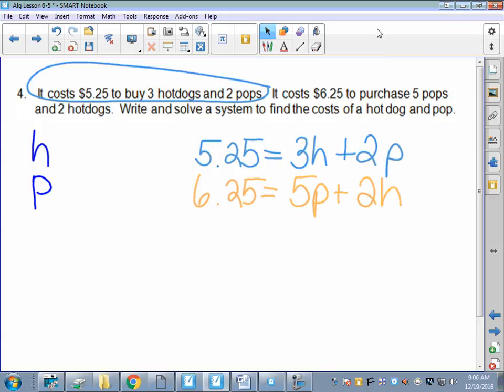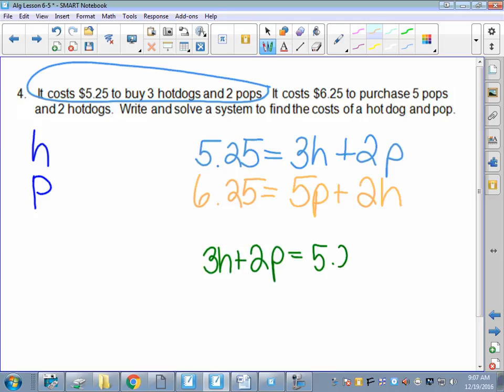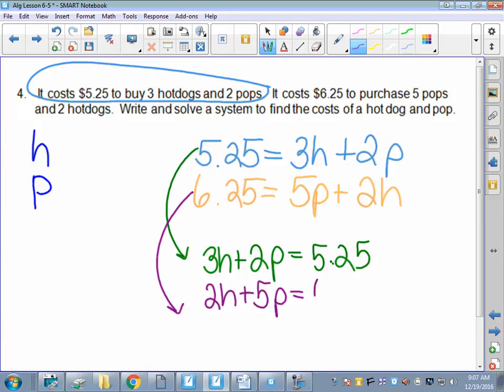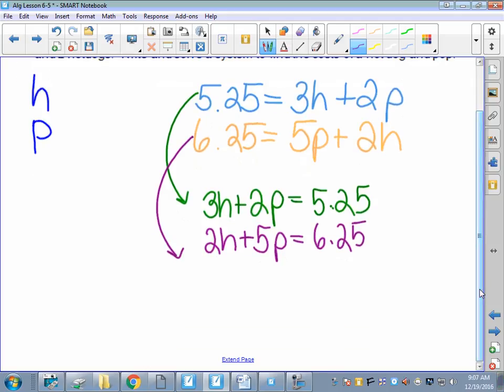When I look at my numbers in front of my H's and P's, which by the way are not lined up, please make sure you notice that, they are not easy to work with. So what I'm going to do is I'm just going to rewrite them. So I'll keep 3H plus 2P equals 525. I always like my plain numbers on the other side. I'm going to take this equation and rewrite that, but I'm going to put the 2H so the H's are lined up. 5P, $6.25. It's okay to have decimals, that's no big deal.